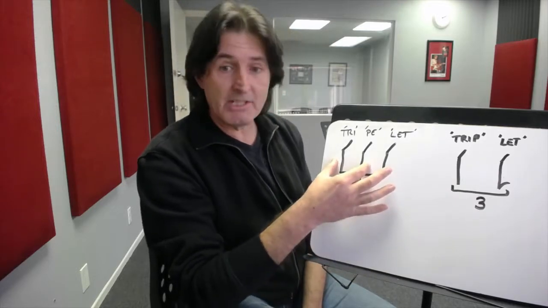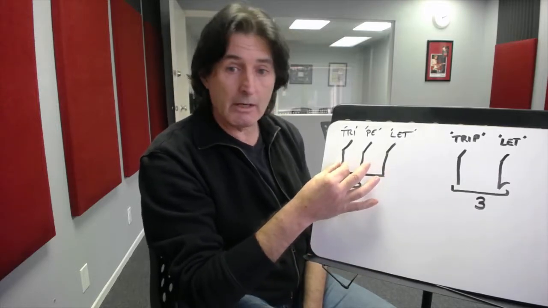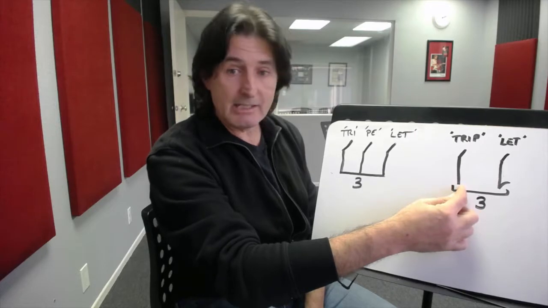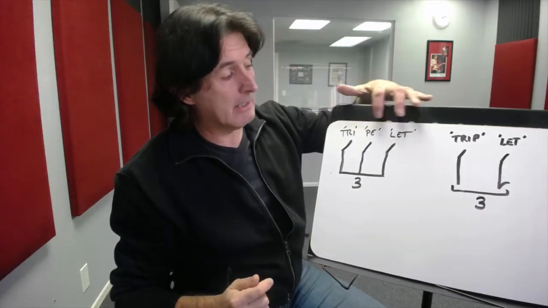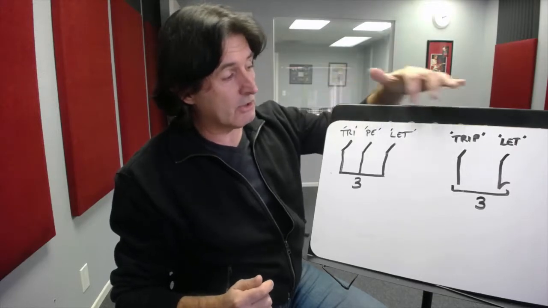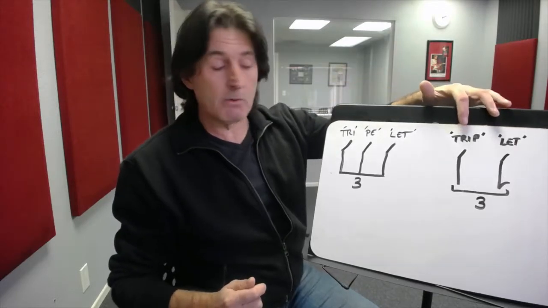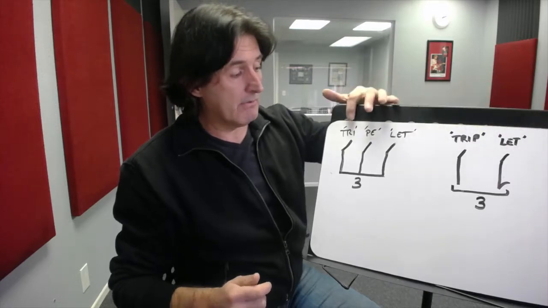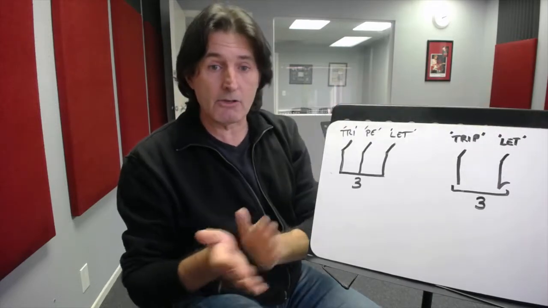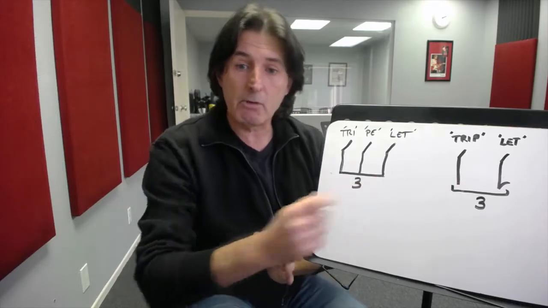So we've condensed these two patterns into one. We're going to condense the syllables trip, per, let, and condense the first two into the syllable trip. So this rhythm pattern here would sound like triplet, triplet. The one on the right, the swung eighth note, sounds like triplet, triplet, triplet.